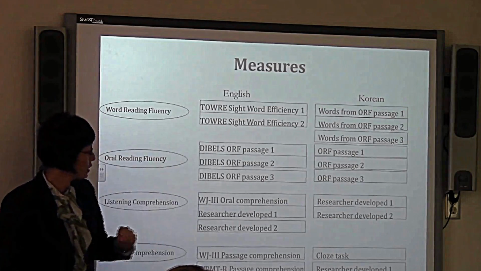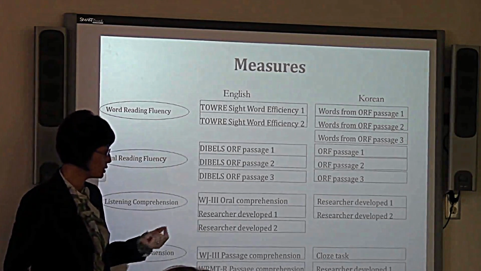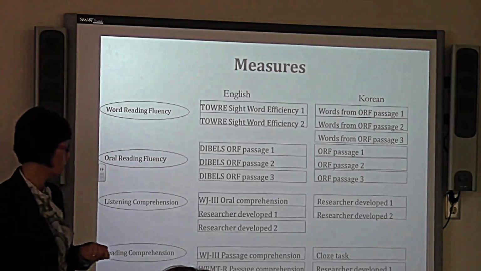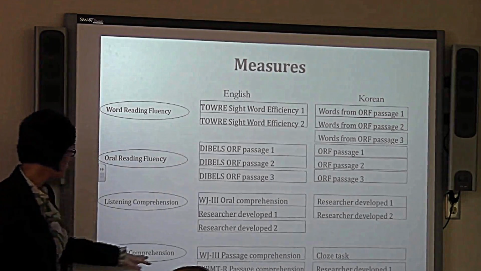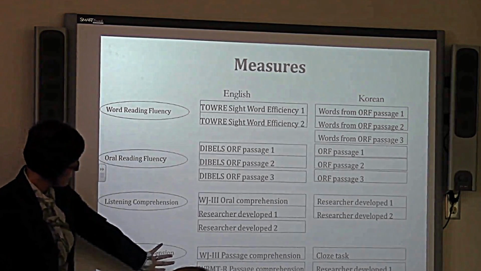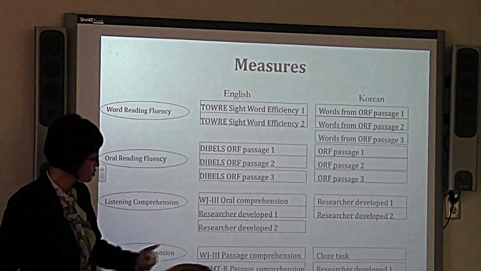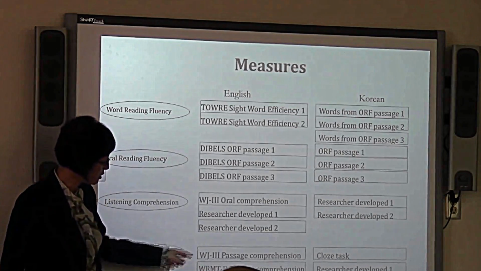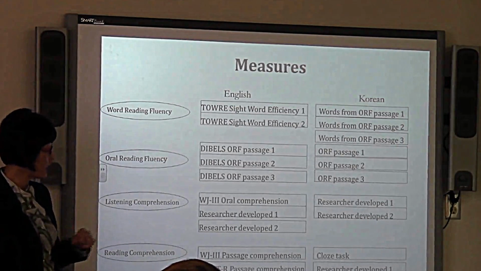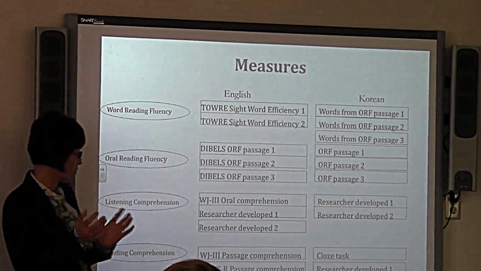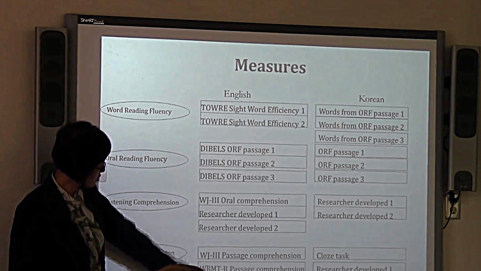there were two researcher-developed tasks. One was a narrative passage, the other was an expository text, and children heard it and then were asked comprehension questions. And for reading comprehension, there were 4 measures. One was Woodcock-Johnson passage comprehension. The other was Woodcock Reading Mastery passage comprehension. Both are cloze tasks, so children read sentences or passages and provide the correct missing word. And the researcher-developed passages 1 and 2 are similar to these two.